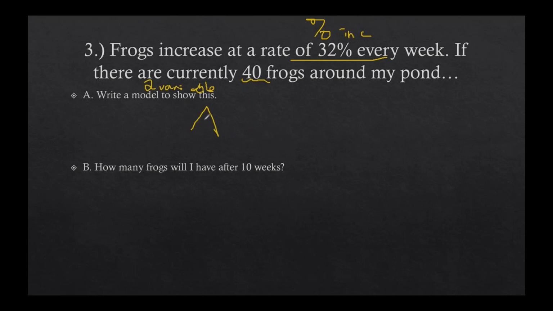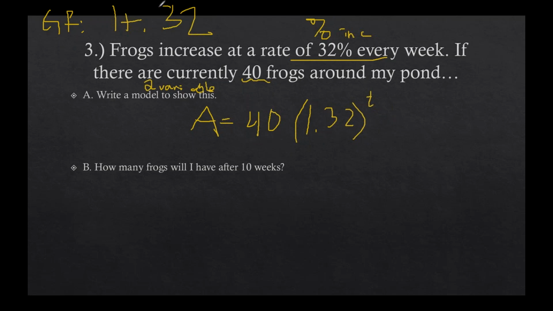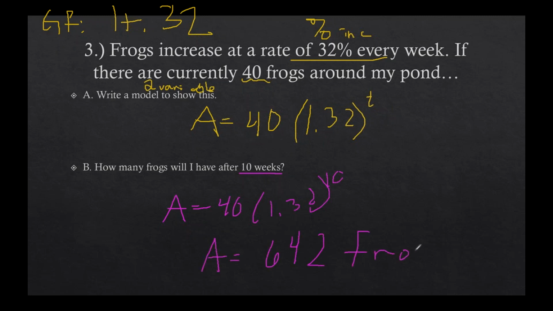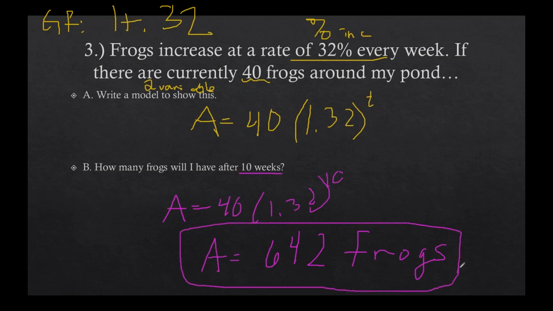All right, Brooke's good. Ending amount equals initial amount of 40 frogs, times her growth factor of 1.32 raised to the t power. Remember, the growth factor is 1 plus the percent increase, which gives us the 1.32. After 10 weeks, what do we do with that 10? We plug it in for t, exactly. So 40 times 1.32 raised to the 10th power, and as Vanessa told us, after 10 weeks you're going to have 642 frogs, which is a lot of frogs.